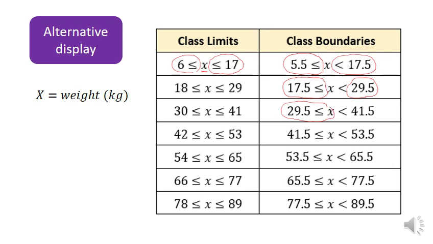So if something lies on an upper boundary, it gets pushed into the next class. That's going to be what we use as a default in Stat 130. It is not a universal way to do it, but unless otherwise specified, this is what you can assume for Stat 130.